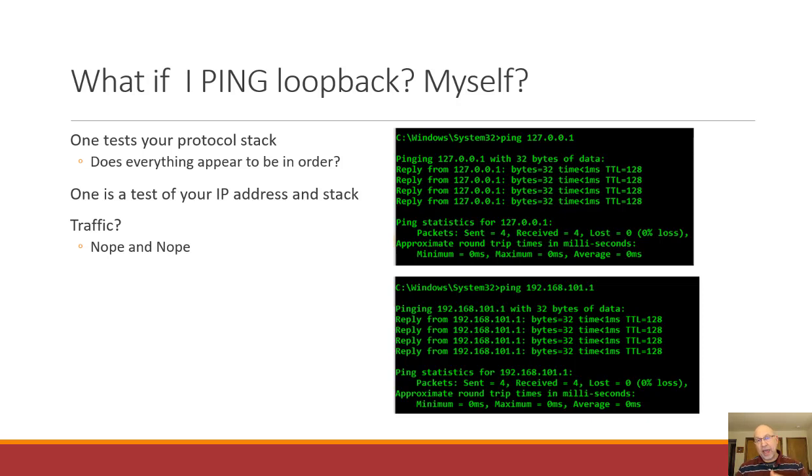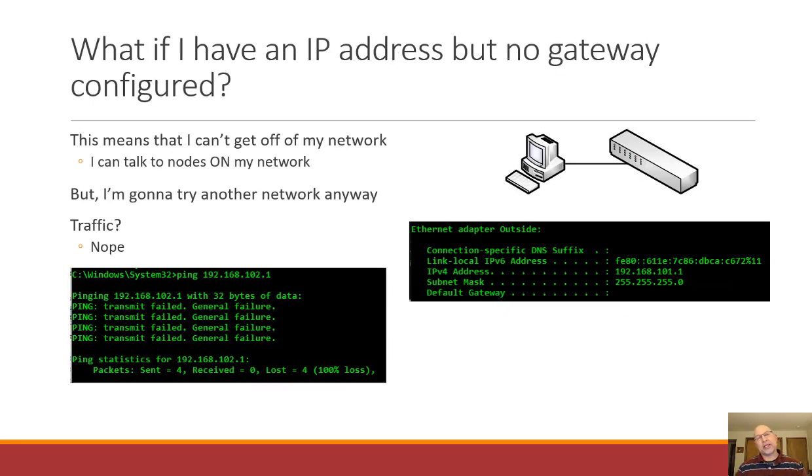Now, it turns out that if you have an IP address, you can actually ping that IP address as well. So here's a question. If I ping either of those two addresses, do I generate traffic? The answer is absolutely not. There's no traffic generated on the network. All right, so let's go to our next possible configuration. What if I have an IP address, but I don't have a gateway configured? So that means that I could talk to anybody on my local area network, anybody via my link local address, but I really can't get off my network.